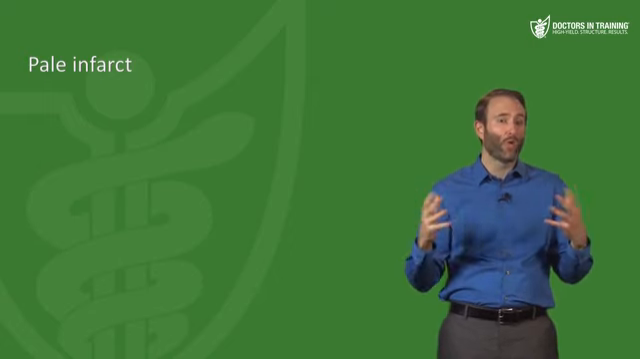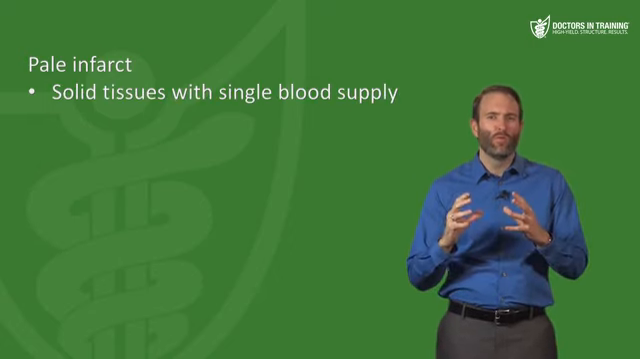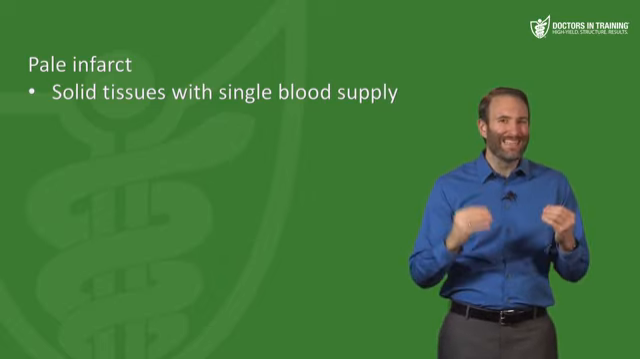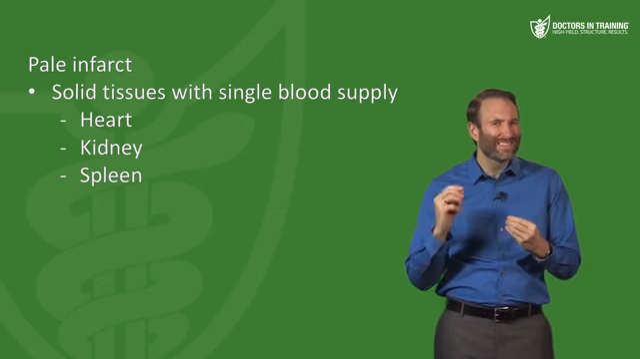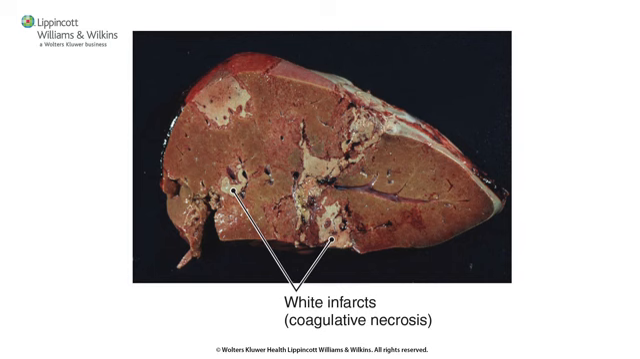Now let's talk about pale or white infarcts. That's going to occur in what we call solid tissues with maybe a single blood supply, not a lot of collaterals. Think about the heart, think about the kidney, the spleen, and again, sometimes in the liver as well. Again, if you are not revascularizing these areas, you will just end up with a pale infarct.